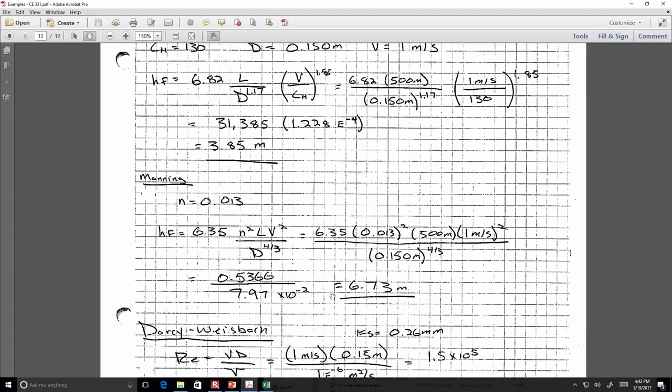But if you're looking for the silver lining, at least it's conservative, right? It's going to overestimate the head loss instead of underestimate the head loss. And in a design situation, you'd want to overestimate the head loss so that you can make sure that you provide adequate pressure rather than underestimate it.